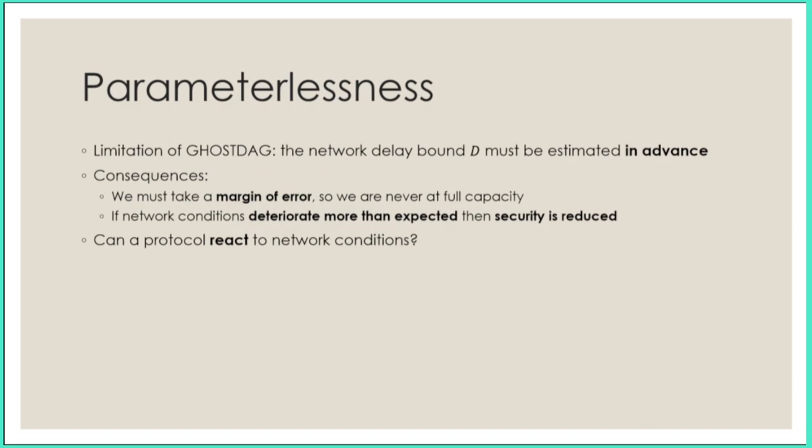So the question is if a protocol can react to network conditions. Can we have a protocol that's always as efficient as possible, eliminating the margin of error because it would react both to deteriorating network conditions, letting the protocol become slower if the network can't handle the speed right now, but also scale itself and become faster and faster as networks improve. So we call such a protocol parameterless, exactly because we don't have this parameter D.